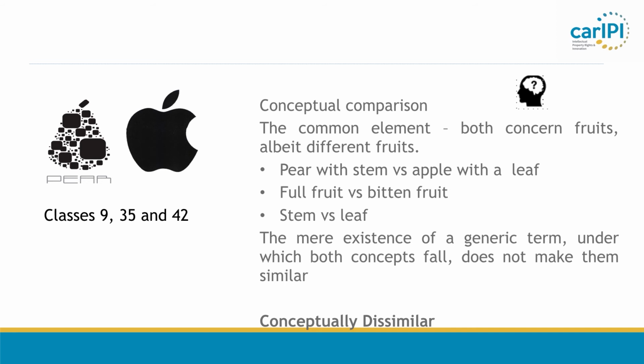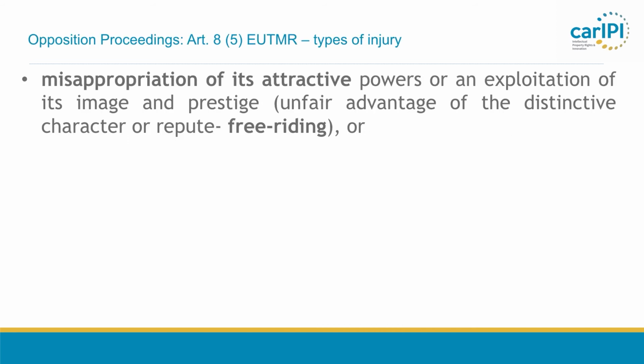They could not be compared orally, because the apple doesn't have any verbal element, and it is the practice normally that if there are purely figurative signs, we consider that they cannot be compared orally. So on the basis of these, the court found them to be dissimilar. So at this stage, the examination stopped. 8.5 could not go further. If the signs are dissimilar, there can be no link, no injury.